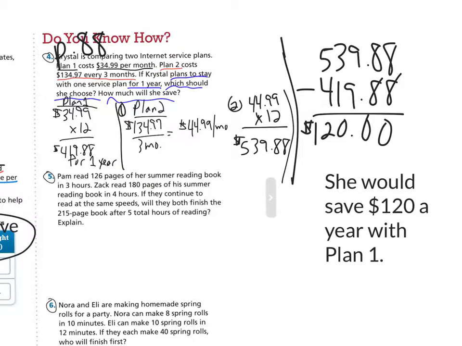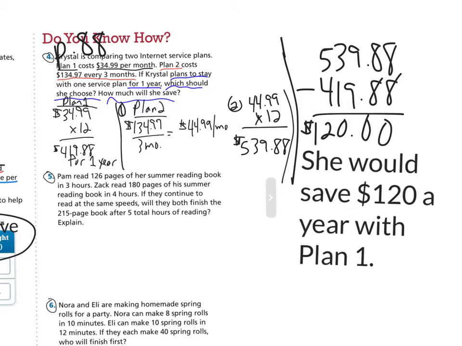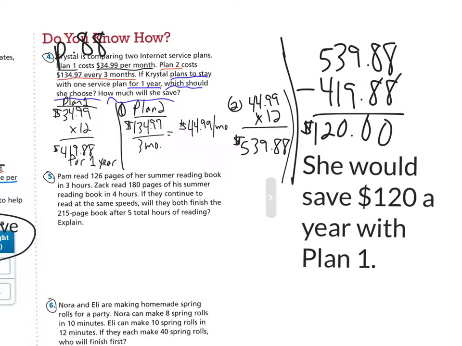And there's some other different ways we could have done this. On plan 2, they told us for 3 months. So one option would say from 3 months to 12 months would be 4 times as much. So we could just take the $134.97 times 4, and that would tell us the year amount rather than having to find the cost of 1 month first. It's just saving us a step there.